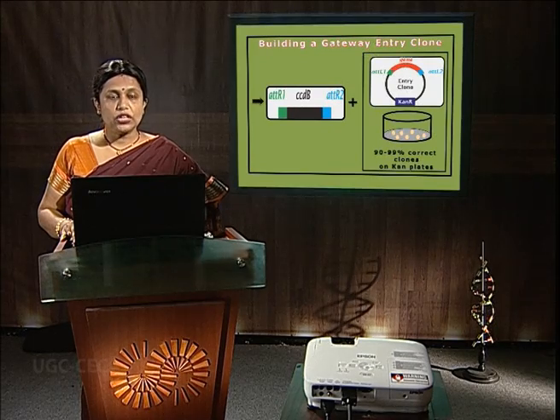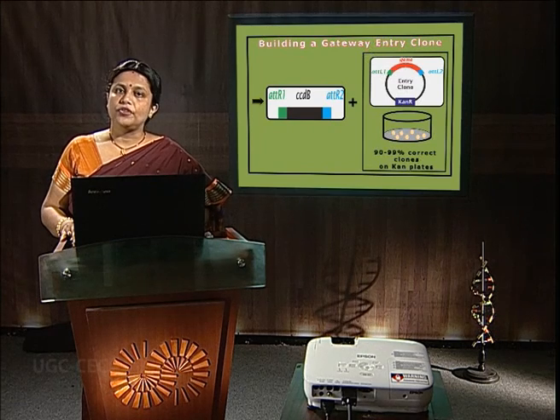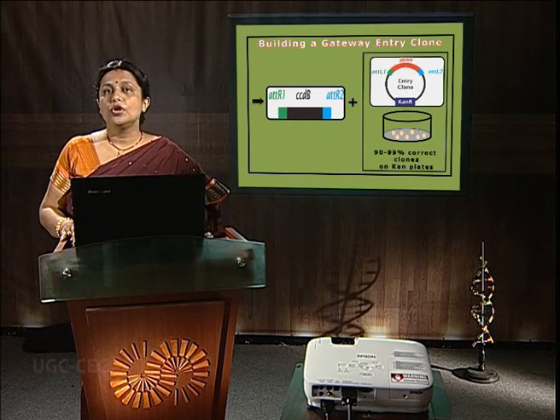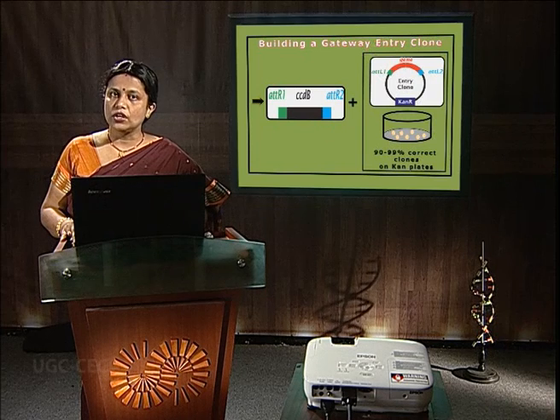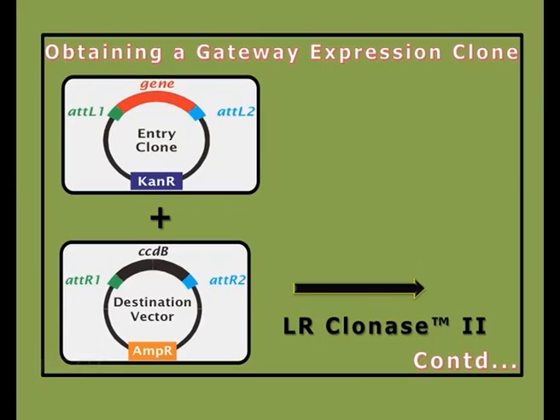We can select this entry clone by means of the kanamycin resistance gene. Once this entry clone is created, the gene of interest can be transported to many different vectors depending on the nature of the host. You can see here how the entry clone is transferred into an expression clone. The gene of interest lies between attL1 and attL2. Then we have the destination vector. Here the selection marker is ampicillin resistance, which is flanked by attR1 and attR2. A counter selectable marker is there.